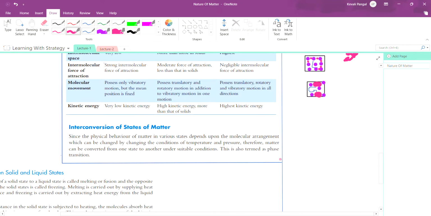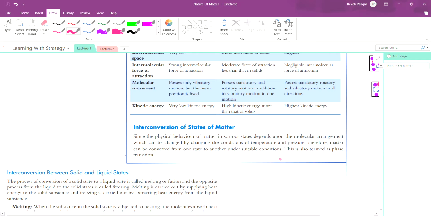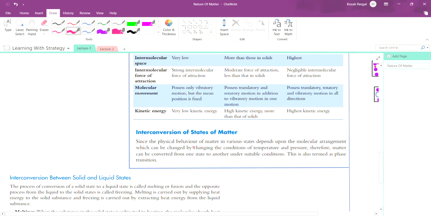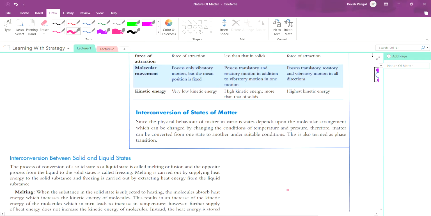So now let us see the interconversion of states of matter. Since the physical behavior of matter in various states depends upon the molecular arrangement, which can be changed by changing the conditions of temperature and pressure, as I had told you, matter can be converted from one state to another under suitable conditions. This is also termed as phase transition.